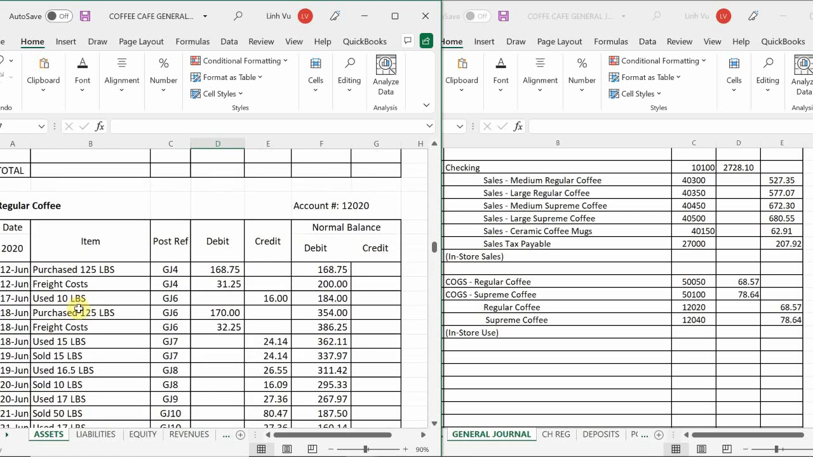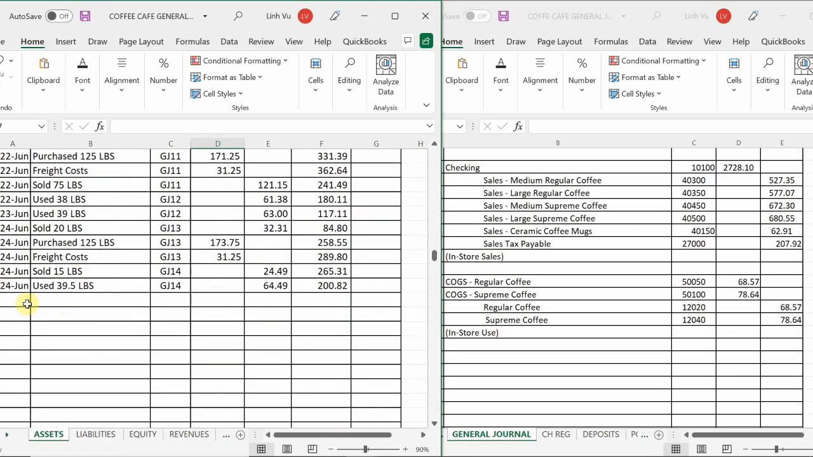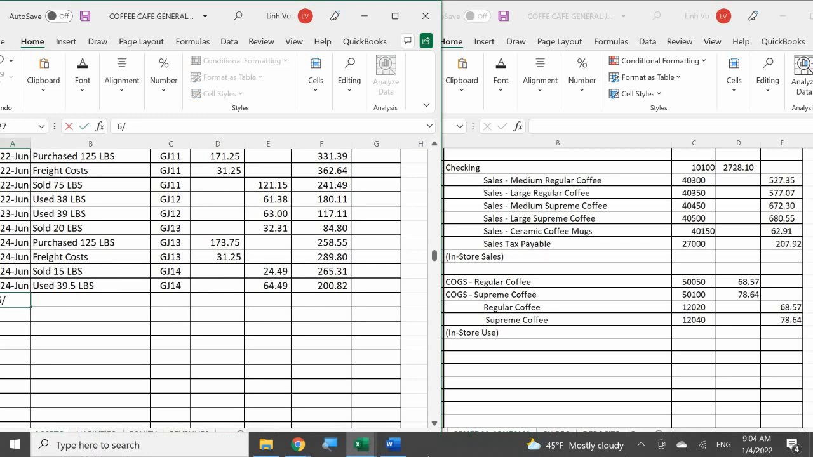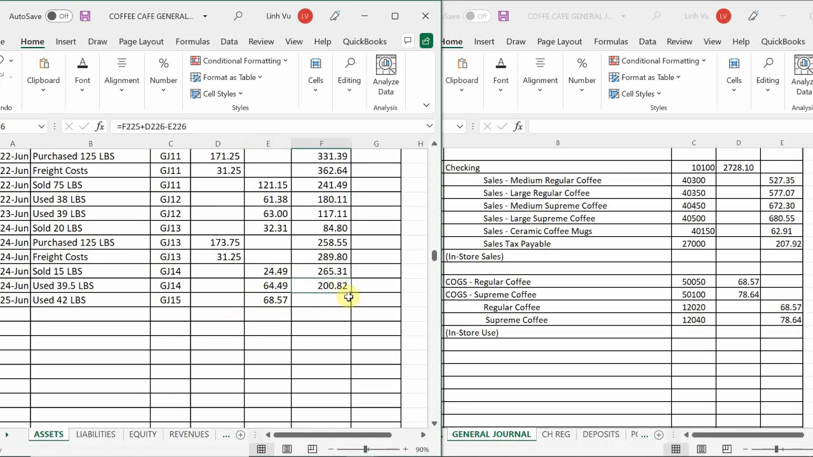Okay, so regular coffee. Used 42 pounds, which was for 68.57. So therefore, ending balances 132.25, which matches our inventory worksheet.